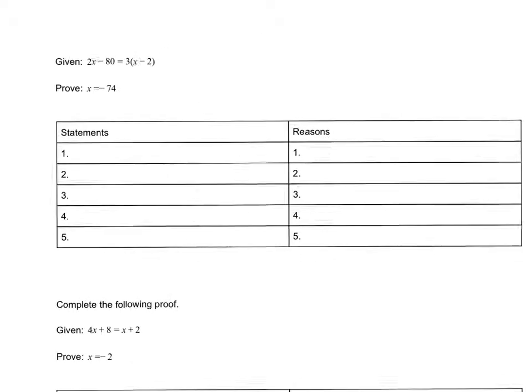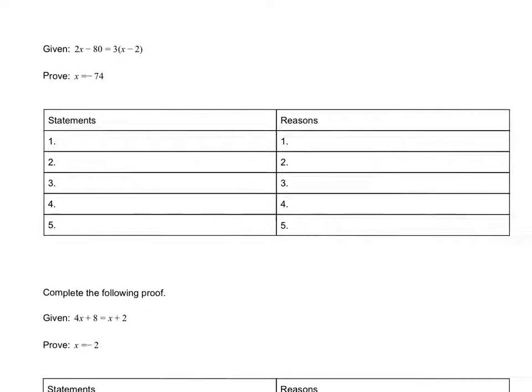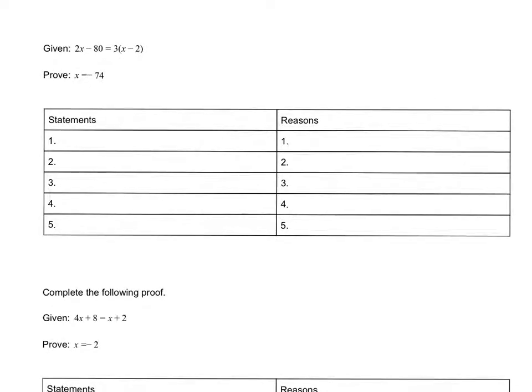So in the next proof, we're given 2x minus 80 equals 3 times (x minus 2). We want to prove x equals negative 74. So the nice thing about this type of proof is we know what our last statement should be. This is what we should end up with, which is nice since if you don't get that, you've made a mistake somewhere in a calculation and you know you have to fix it.